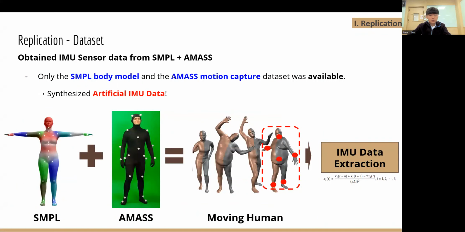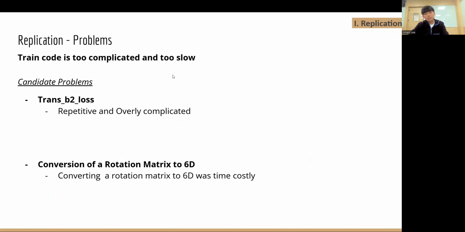Also, we built the dataset with the SMPL body model and the AMASS motion capture dataset. We combined those two and created a moving human. And from the human, we selected the 6 points from the paper and were able to get the artificial IMU data needed for training.